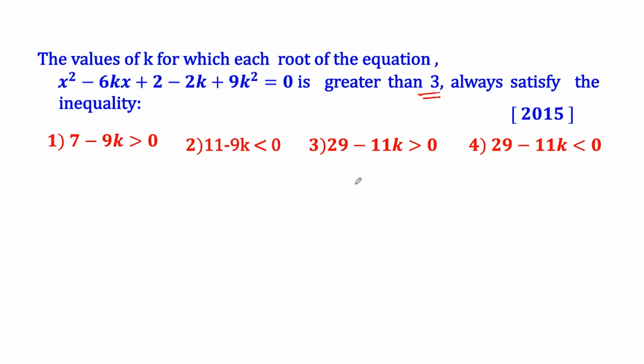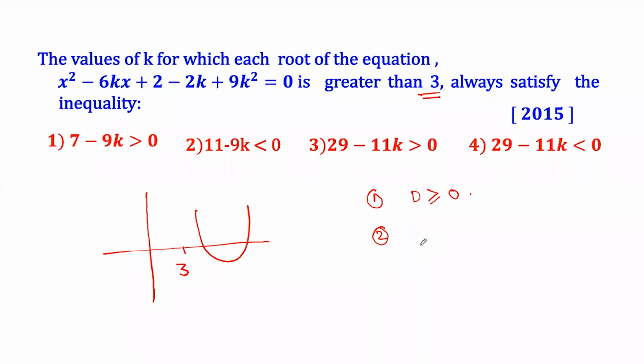Greater than 3. So the graph in this case, the quadratic, will be something like this. Point 3 is here only, right? So what we required? First condition was D greater than or equal to 0, right? Second, a, that is 1 here, and f(3) must be greater than 0.